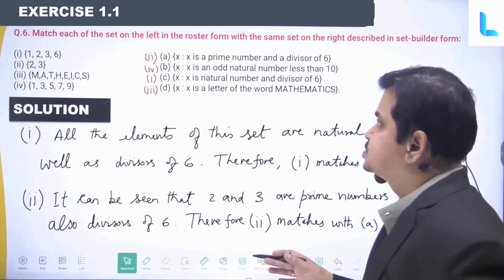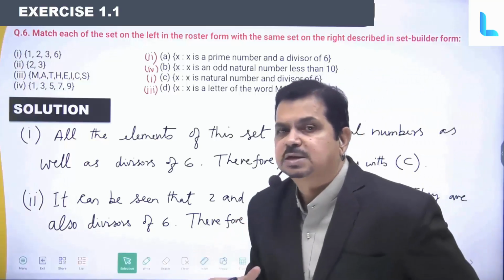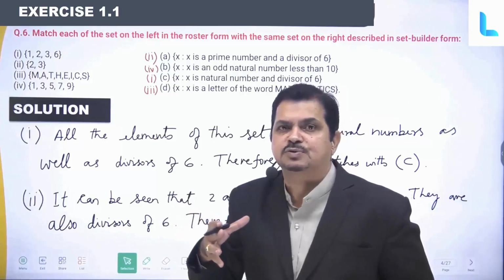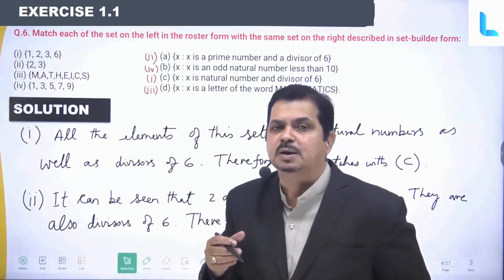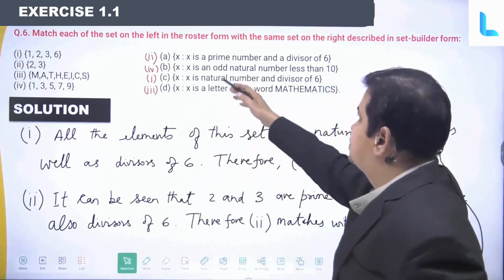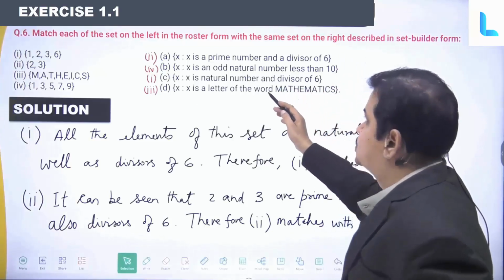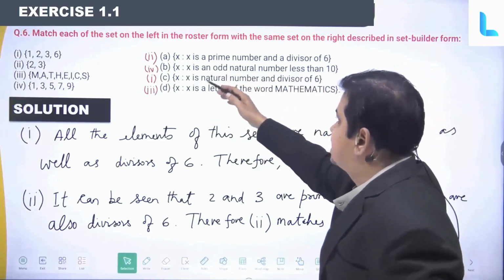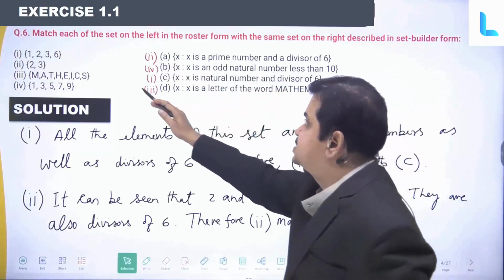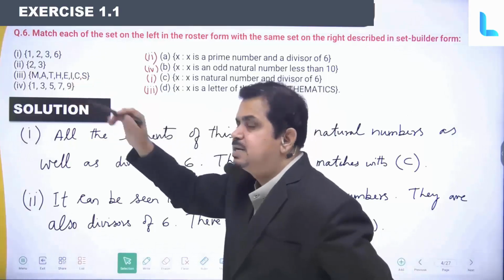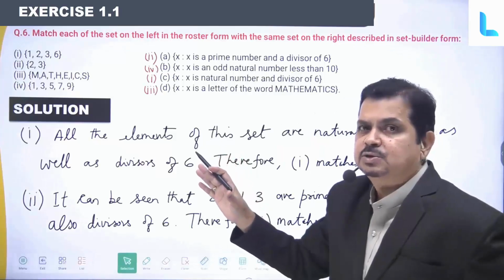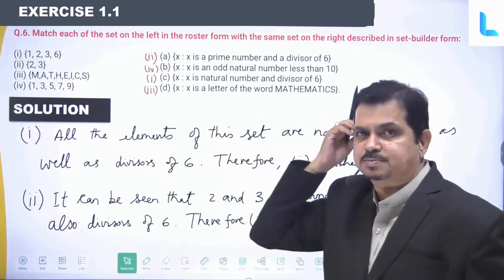So I think it is clear. What you have to do is observe the elements in the roster form. You have to observe them one by one and check whether it matches the right hand side column, which is given in the set builder form. When you read out the different sets in the set builder form, then you can identify and match what is given on the left hand side in the roster form. So this is how you have to match the sets that are given in both these columns.